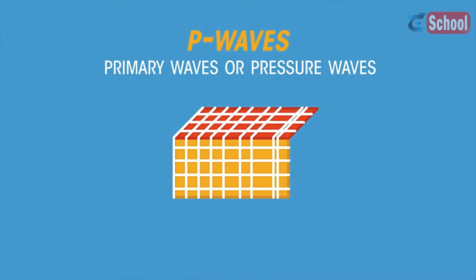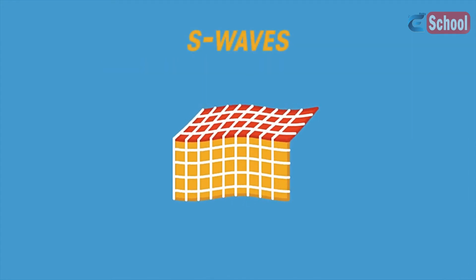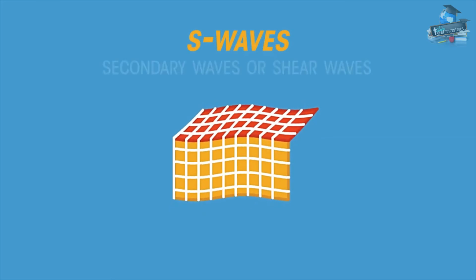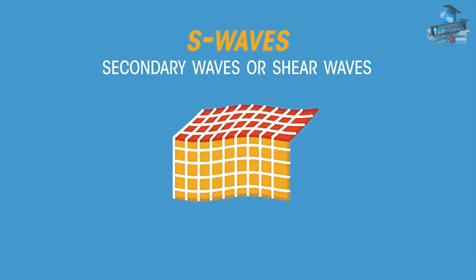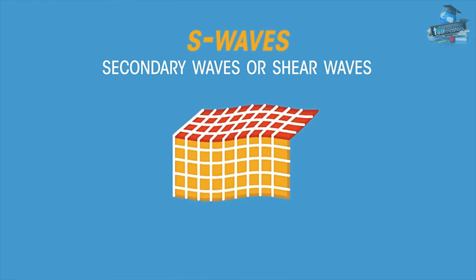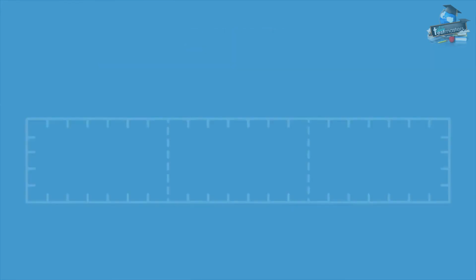P waves pass easily through both solids like rock and liquids like magma. S waves. These slower waves arrive after the P waves, and so are called secondary waves or shear waves. S waves cause an up and down motion. They travel through solid but not liquid.